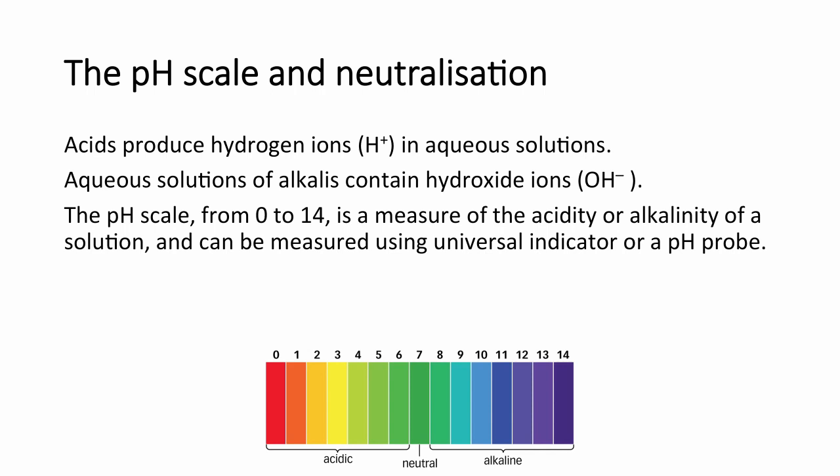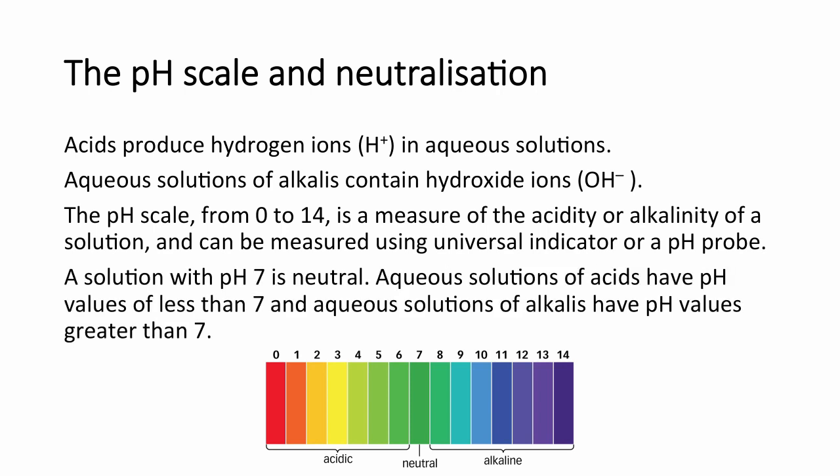The pH scale ranges from 0 to 14 and is a measure of the acidity or alkalinity of a solution, and can be measured using universal indicator or a pH probe. A solution with a pH of 7 is called neutral. Aqueous solutions of acid have pHs of less than 7 and aqueous solutions of alkalis have pHs of greater than 7.